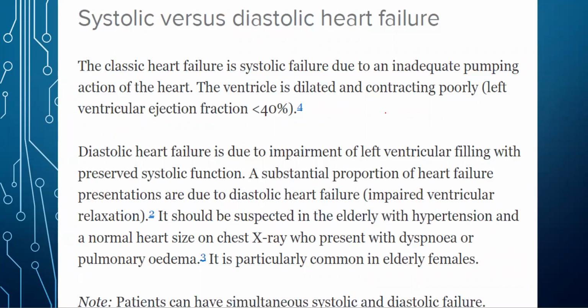So in diastolic heart failure, it could be that the ventricle size is small, like sometimes in hypertrophic cardiomyopathy, where the ventricle and the septum become hypertrophic. So the space in the left ventricle becomes very minimal, and there will be less filling of blood in the ventricle. That can cause diastolic heart failure. So in diastolic heart failure, the problem is mainly with the filling of the heart, not with the contraction. Contraction is normal, that means the patient's ejection fraction is normal.